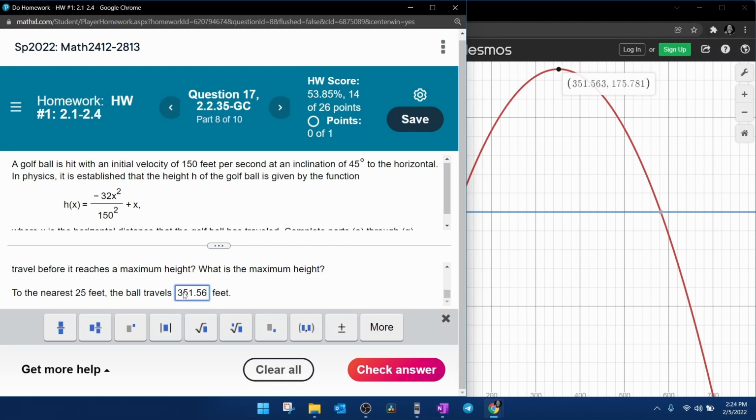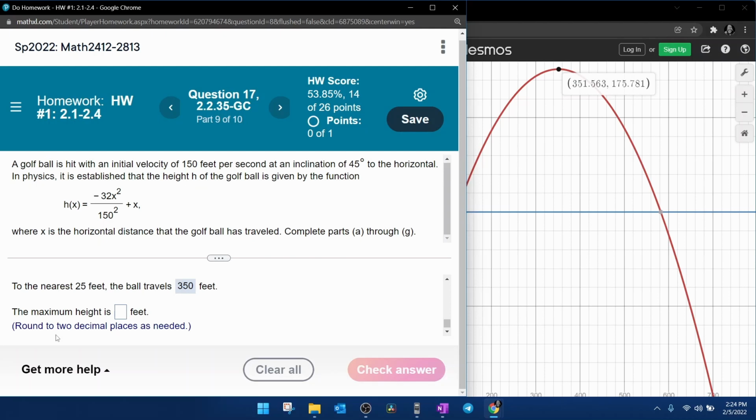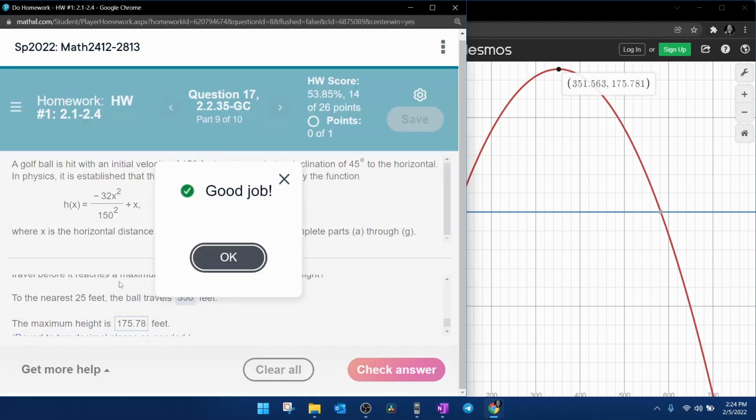Wait a second, to the nearest 25 feet. I think that's telling me where to round to. To the nearest 25 feet, that would be 350 feet. If I round to the nearest 25 feet, let's check and see if that's what it wanted. Yes. So be careful there. It's telling you where to round. Now the maximum height wants the exact height to 2 decimal places. And that's going to be 175.78. Bam.